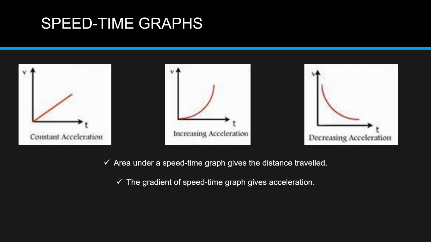And increasing acceleration basically means that the object is accelerating with an increasing rate. So first, let's say the acceleration was 3 meter per second square, then it increased to 5 meter per second square, then it increased to 7 meter per second square, which means that the acceleration is increasing.